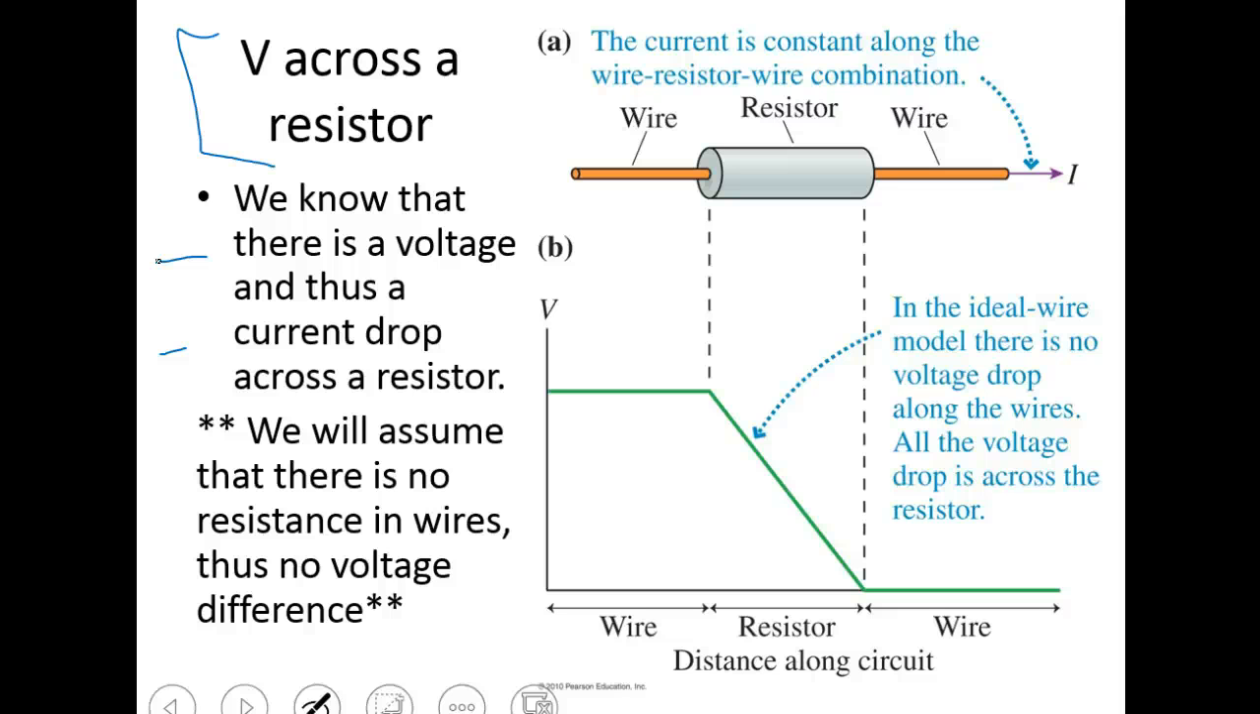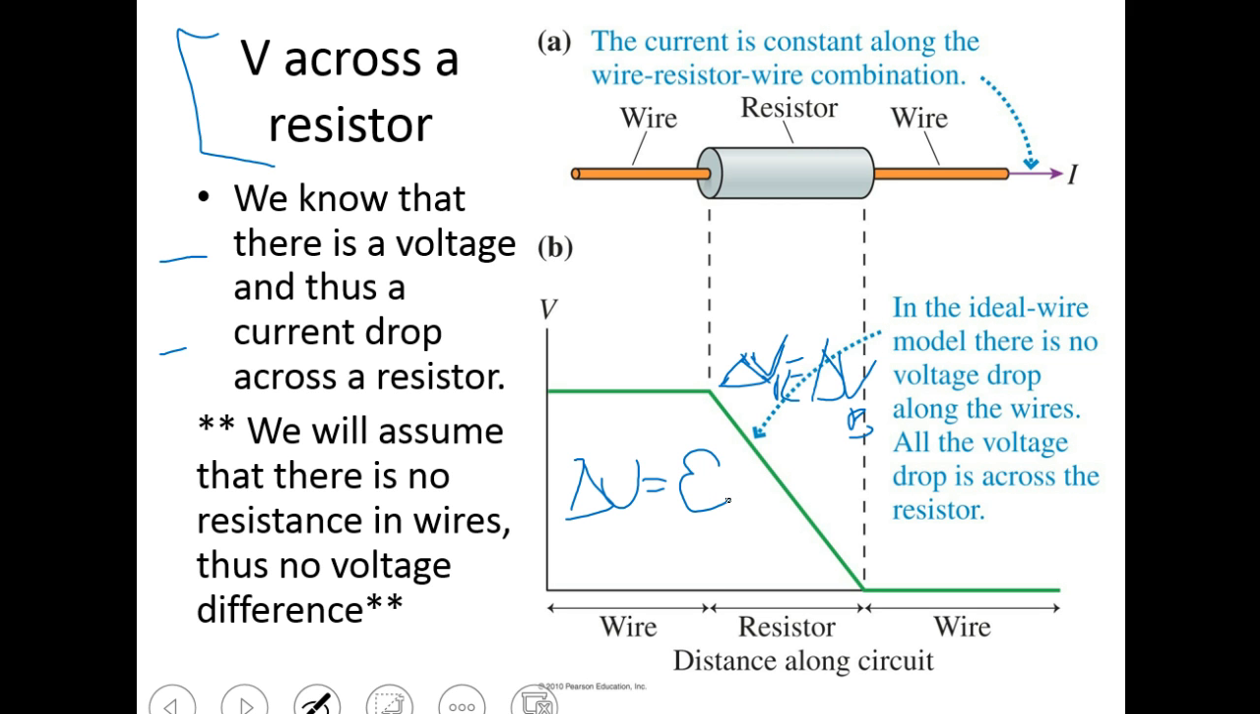And so what I see is that the voltage drop across a resistor is equal to the voltage of either the wall or the battery. And so we could also talk about delta V being equal to the EMF of the battery.